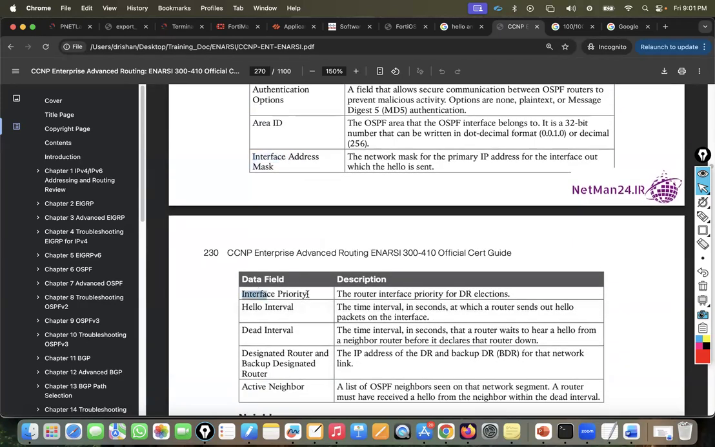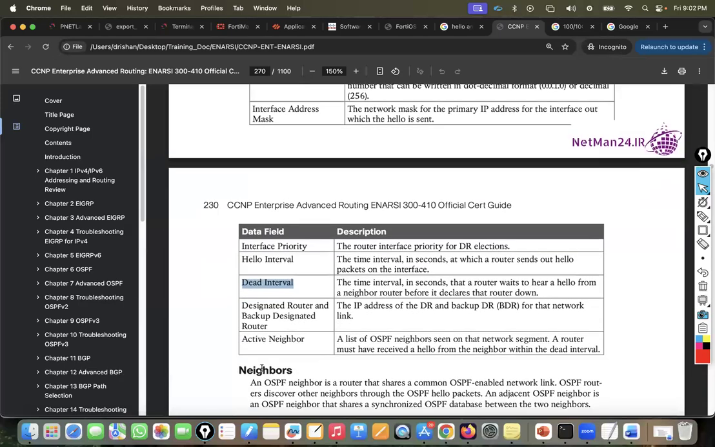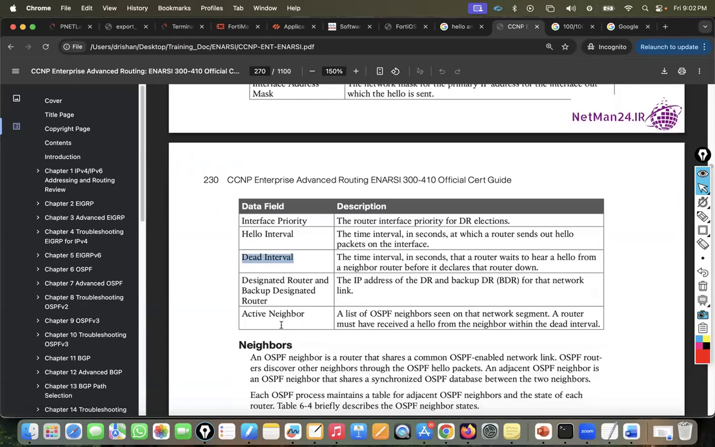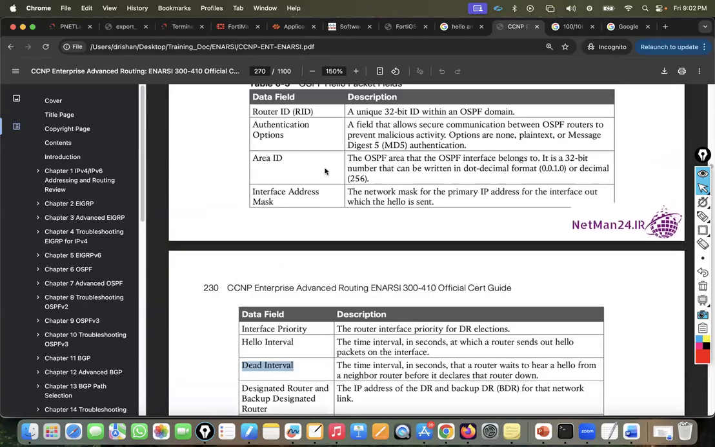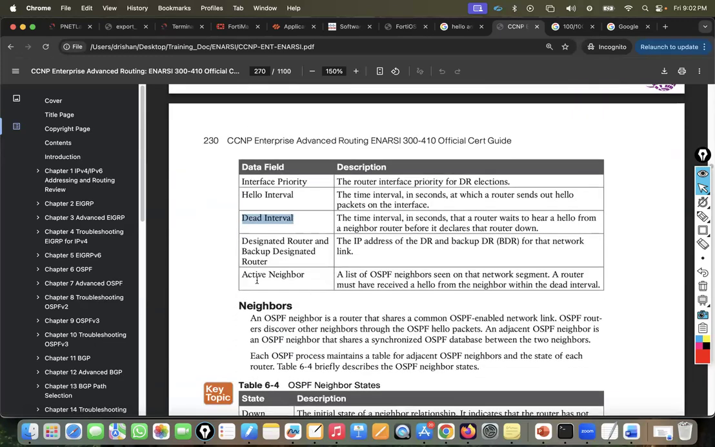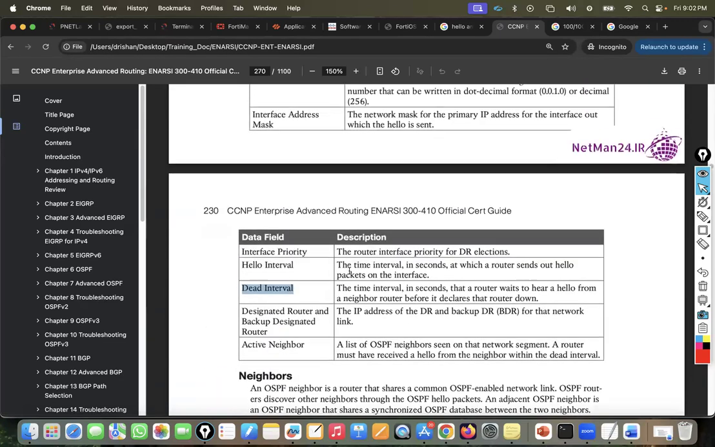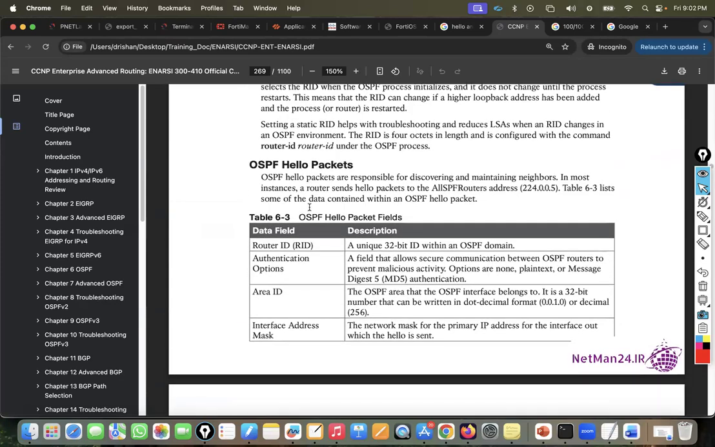Priority, if you configure any priority, is also carried between both sides. If you are not configuring any priority, by default it has a priority of one. Hello interval and dead interval should also match. Designated router and backup designated router information is also there. If you have an area type, it must be there too. Area ID, area type, also will be there. And active neighbor detail. So this is by default part of my OSPF neighborship.